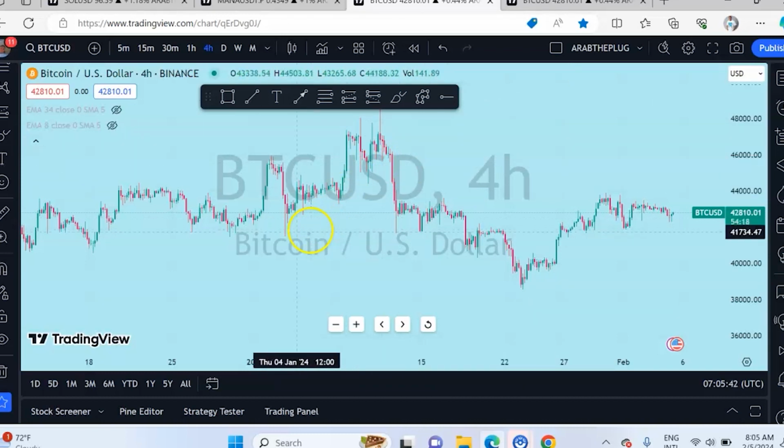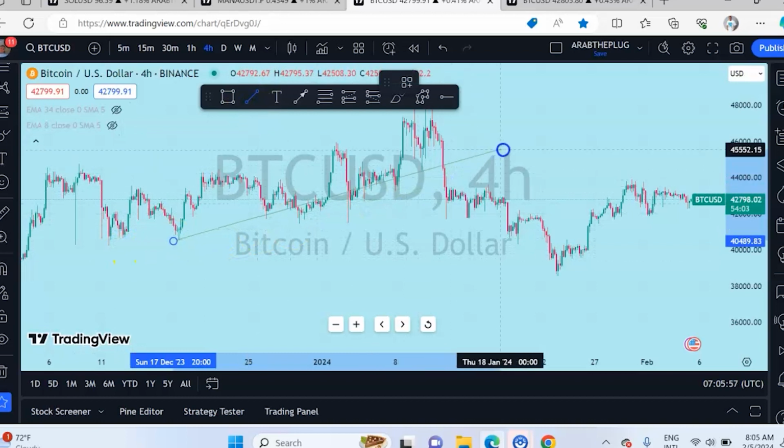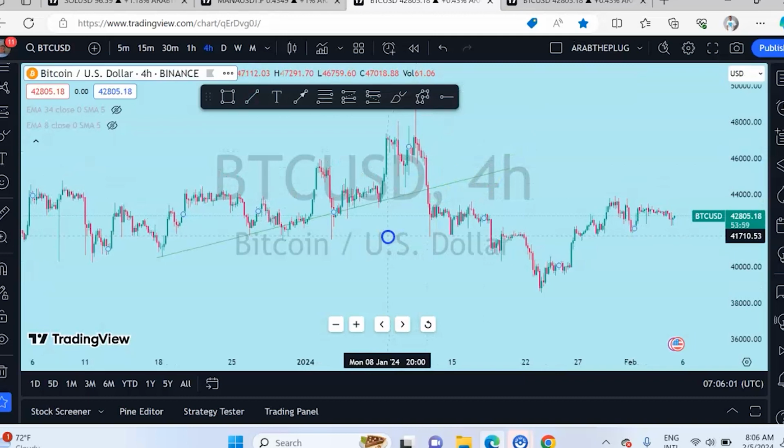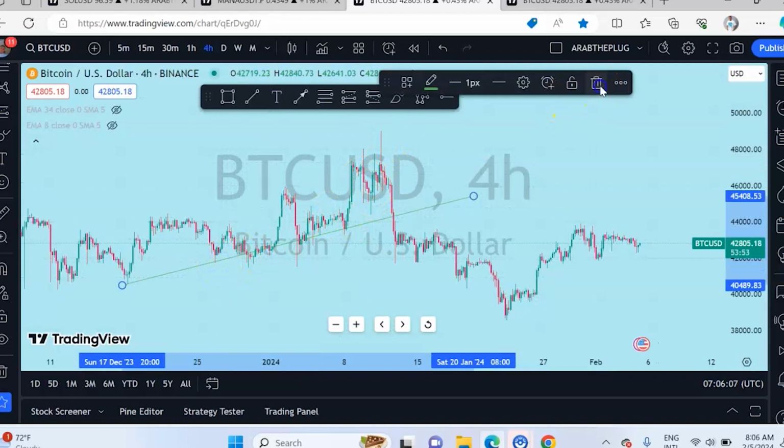The first one I'll be talking about is what we call the double top pattern. Double top pattern is simply a pattern that we usually see in an uptrend, which is a reversal pattern. So this is a clear uptrend, as you see. Then in an uptrend, when we see a double top pattern like this, it is signifying that the market is about to reverse and the trend is about to change.